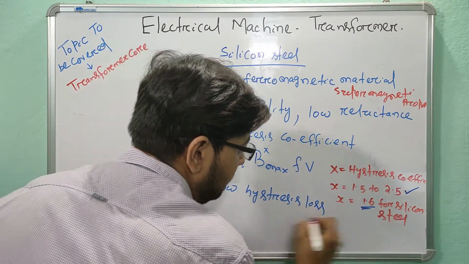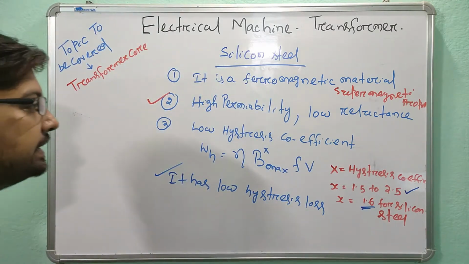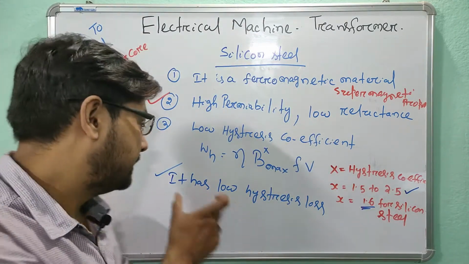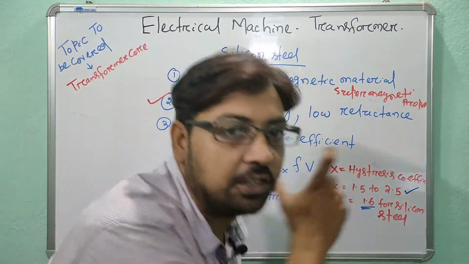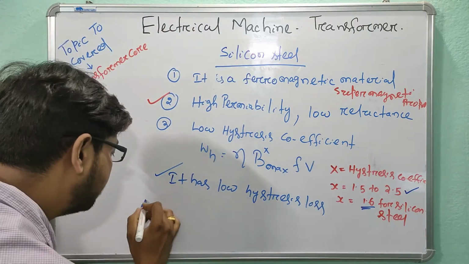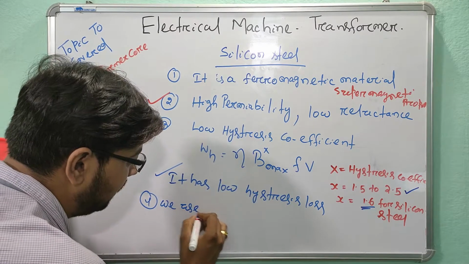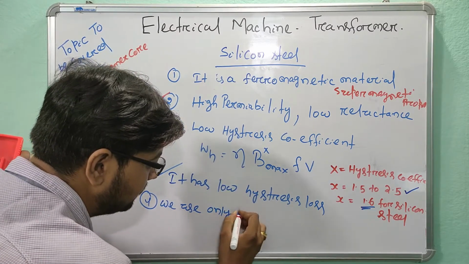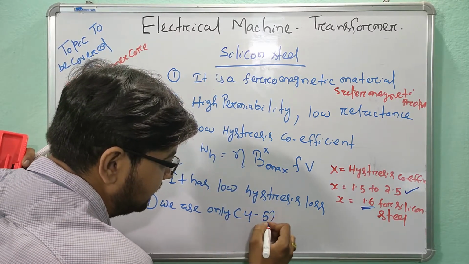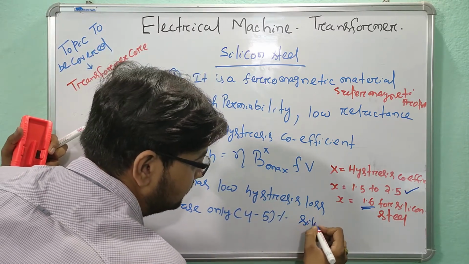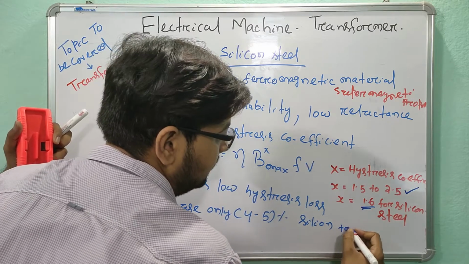Okay, so number 3 is it has low hysteresis coefficient. Due to the lower hysteresis coefficient, it has low hysteresis loss. And number 4 is we add only 4 to 5% of the silicon to the steel.